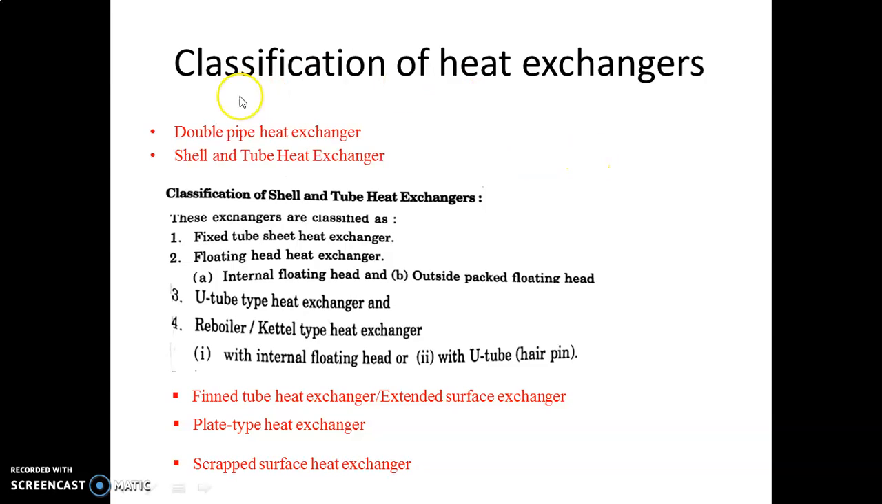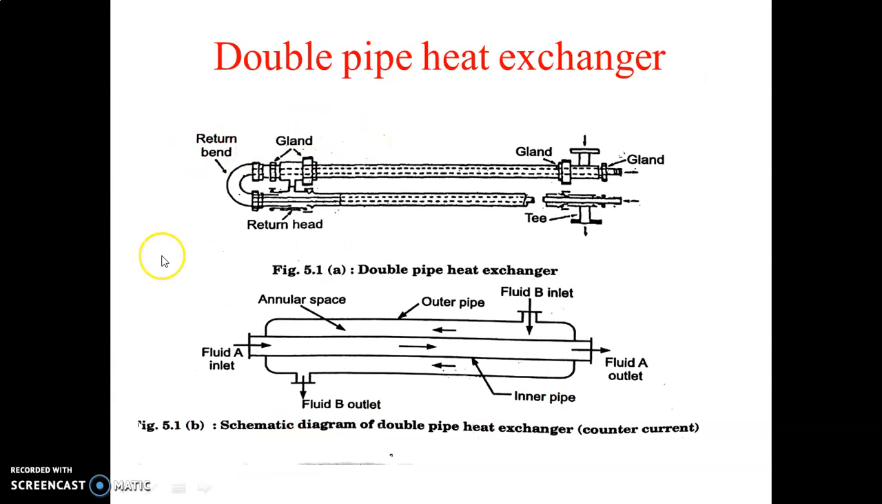First we will discuss the very simple type of heat exchanger, known as the double pipe heat exchanger. This is the schematic figure of the double pipe heat exchanger. It consists of concentric tubes, that means it has a tube and another tube outside it. Then there is the connecting tee, the return head, and the return bend.